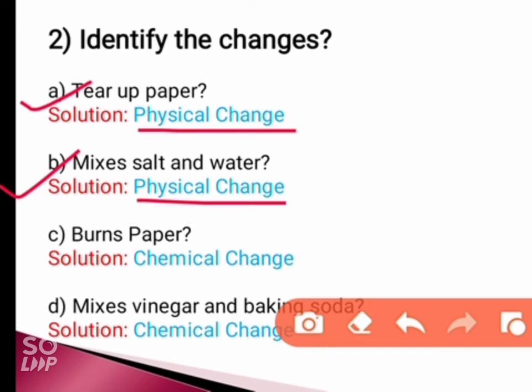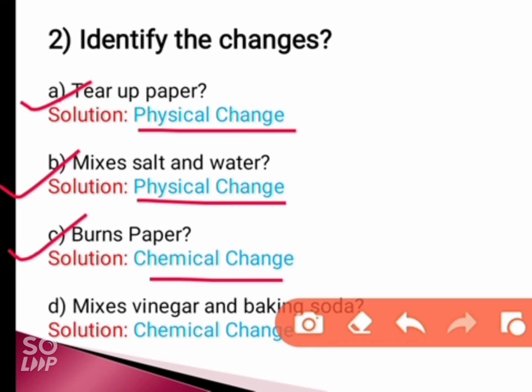Third one is burning paper. Once we burn anything like paper, a wooden piece or anything, we cannot convert it back to its original form. It also produces heat, temperature change, some gases, etc. All are signs of chemical change. That's why it is a chemical change.